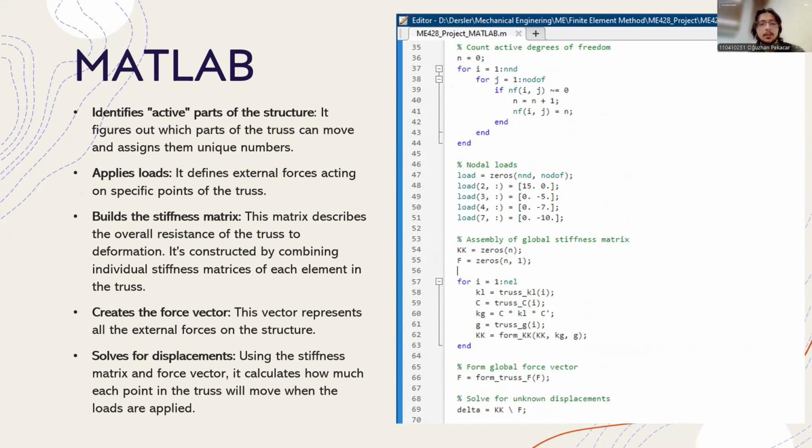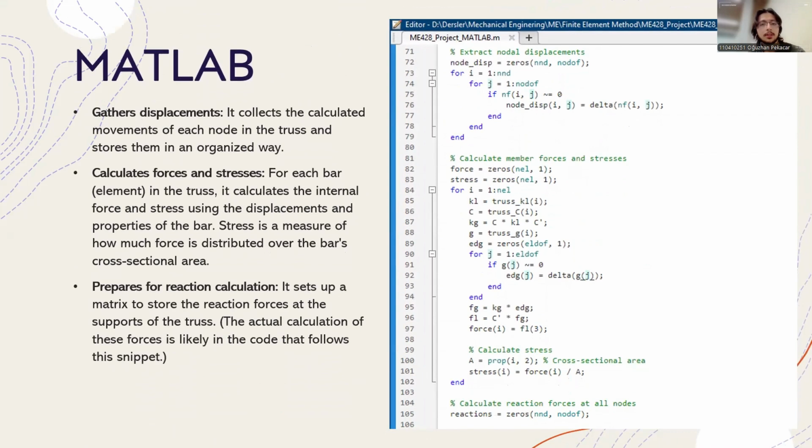Creating the force vector, it creates a list that represents all the external forces acting on the truss. In this section of the code, gathering displacements, the code collects and organizes the calculated movement of each node, or connection point, on the truss. Calculating force and stress for each bar calculates the internal force and stress, telling us about the force within each bar and its distribution over the bar's cross-sectional area.